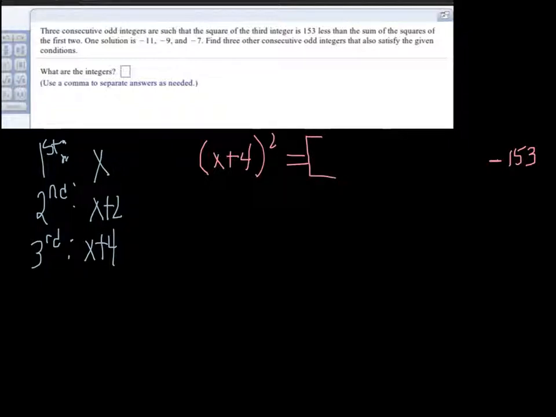So the sum of, again, sum indicates that we're going to be adding. The sum of what? The sum of the squares of the first two numbers. So here's the first number, and we're going to square the first number. And here's the second number, so we're going to square that number. That number is x plus 2, and we're going to square it. So there's your equation.